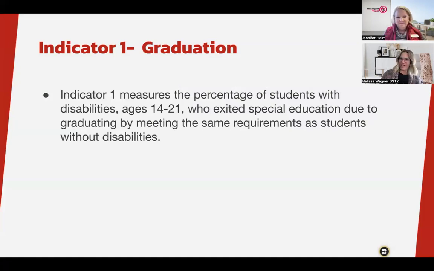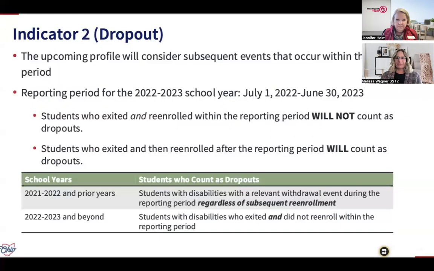Yes, graduation, indicator 1. This is what comes next on the profile. Indicator 1 measures the percent of students with disabilities ages 14 to 21 who exit special education due to graduating by meeting the same requirements as students without disabilities. And here's indicator 2. It's the dropout rate.